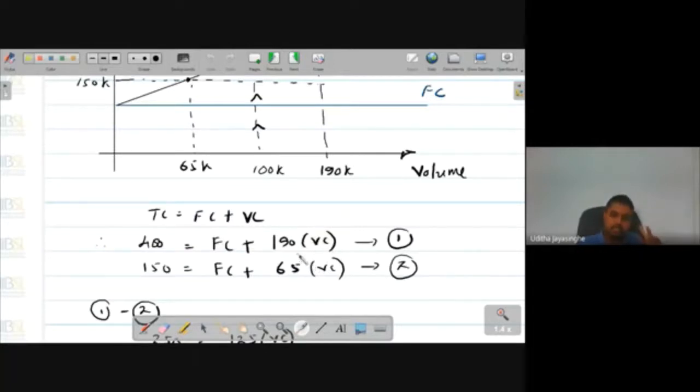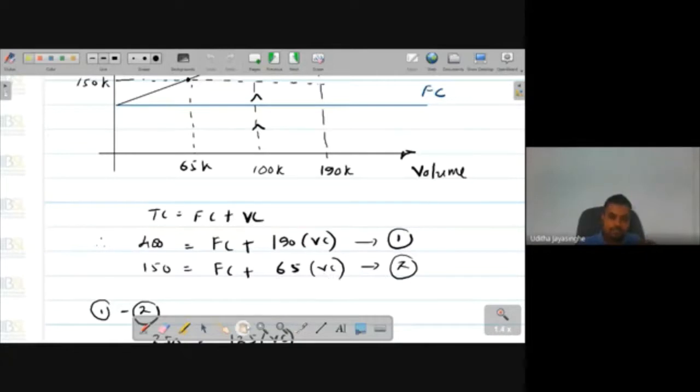And the second, similarly, for the second point also, you can write a similar equation. That is going to be the total cost is 150,000. There's going to be the FC. It's going to be the same. That's the important point. The same fixed cost plus 65,000 units into the variable cost per unit.